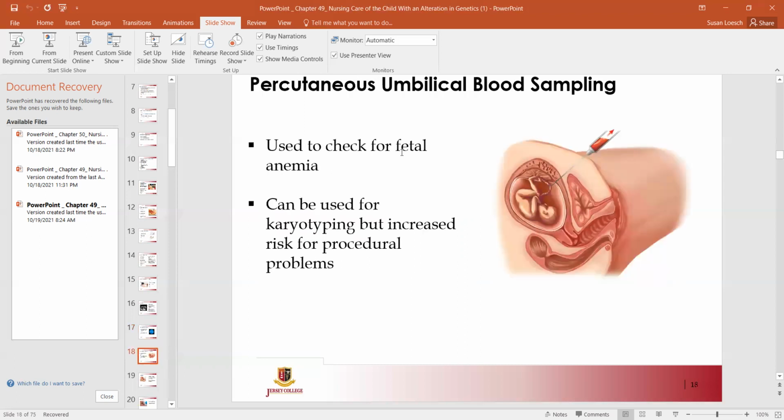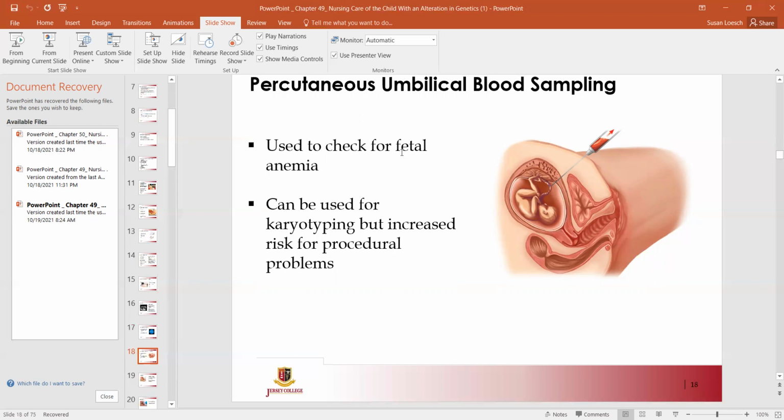The percutaneous umbilical sampling, we can use this to check for fetal anemia. It also can be used for fetal karyotyping, but there's an increased risk for the procedural issues. Usually performed around 18 weeks. Complications can include miscarriage, blood loss, infection, premature rupture of the membranes. Risk to the pregnancy is greater here than with an amniocentesis or the chorionic villi sampling. And we're starting to use this to replace the fetoscopy.